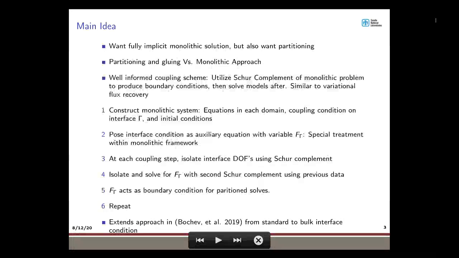But then finally, your flux acts as a boundary condition, and then you can do your partitioned solve. So you can get your cake and eat it too. You kind of have to deal with the Schur complement for the time being. And this approach, which I'm going to apply to the bulk condition, really extends the approach that my collaborators worked on in the previous paper. My collaborators and I extended this to the bulk condition, where the standard condition is just the Neumann-Dirichlet condition that Hong talked about earlier.